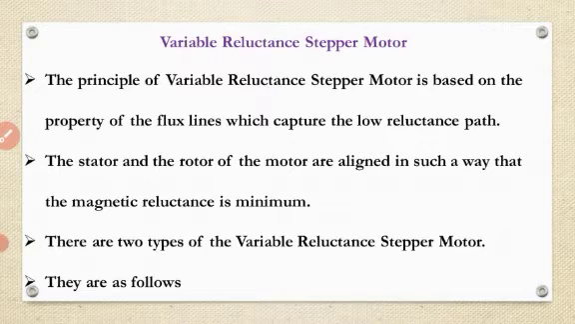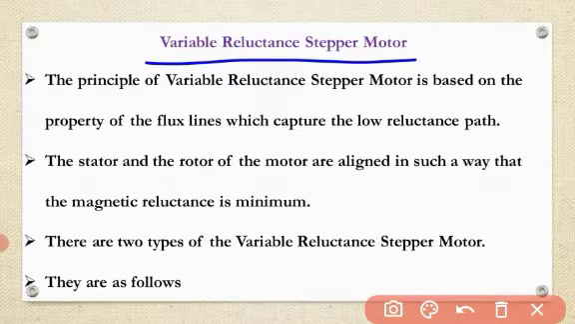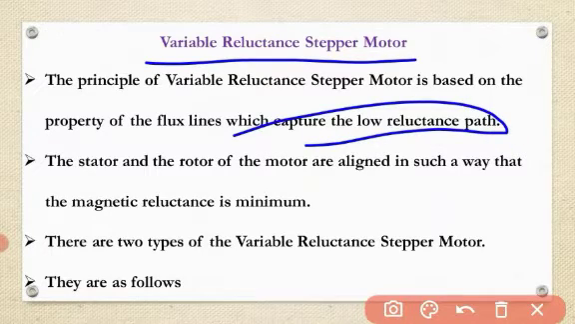Variable reluctance stepper motor. The basic principle involved here is that the variable reluctance stepper motor is based on the property of the flux lines which capture the low reluctance path. This is a very important term, reluctance. The low reluctance path will be taken into consideration here. I will explain with the figure in later slides how it will be aligned with the low reluctance path.